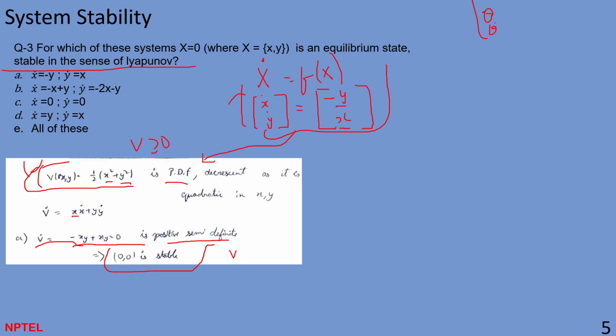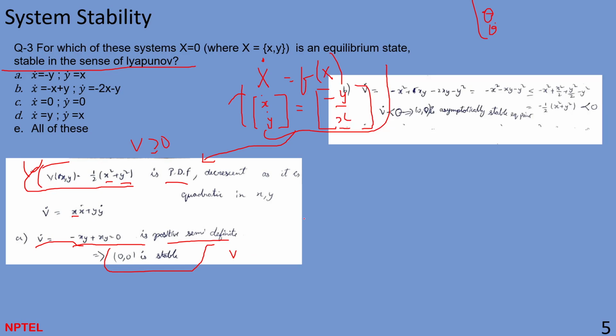Let's see the other option, the second option, where instead of x dot, we are replacing x dot with minus x plus y, and y dot we are replacing with minus 2x minus y. When you do the simplification, you will get something like minus 1/2 x squared plus y squared. So if you see here, this will always be less than or equal to 0.